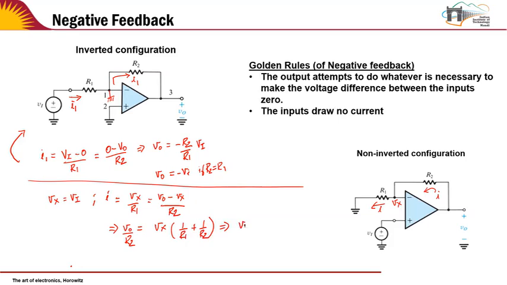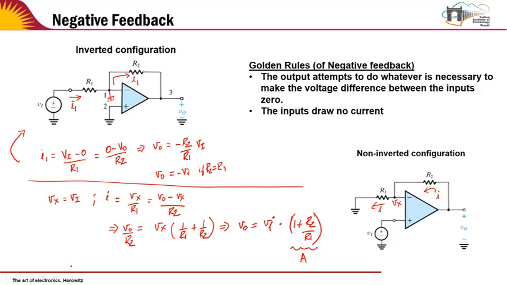implies V0 is Vx into 1 plus R2 over R1. So this is the gain, okay? And this is the input voltage Vx, because Vx is nothing but Vi, right? So I can just replace this as Vi. So the output is Vi into 1 plus R2 by R1.